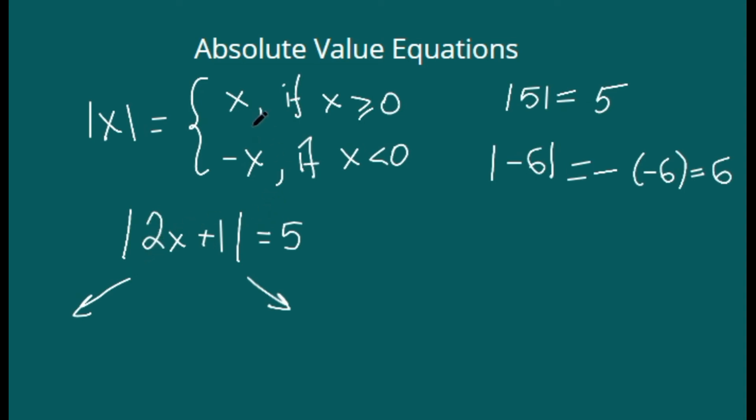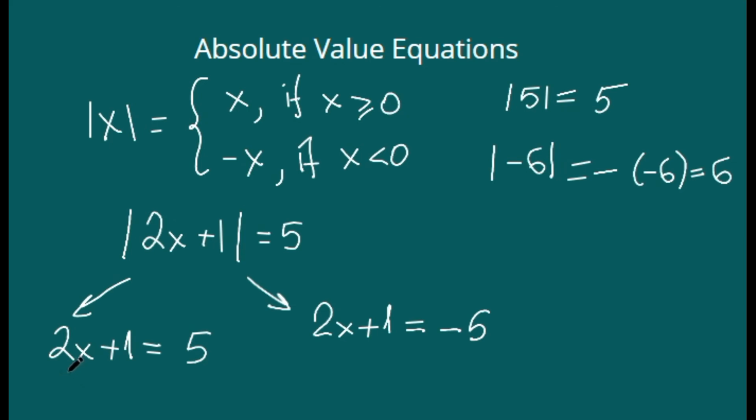First, we use line number 1: 2x plus 1 equals 5. Another part of the splitting is 2x plus 1 equals minus 5. The solutions of both equations will give us the final solution, and we should combine them.